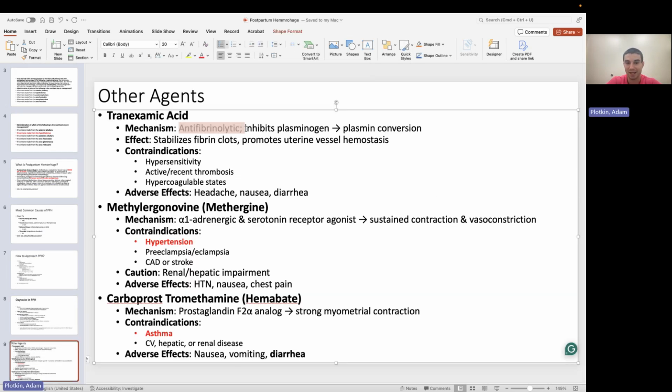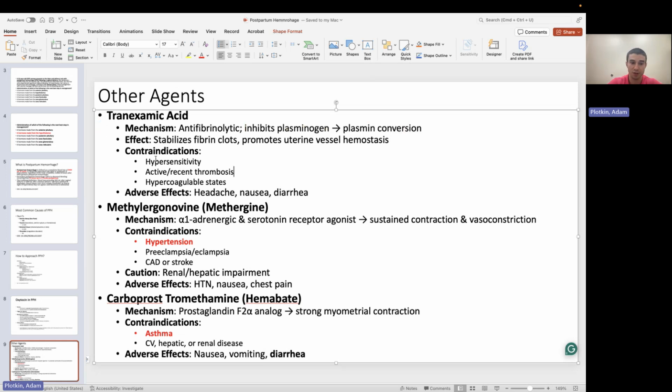TXA, it's an antifibrinolytic. It inhibits plasminogen getting converted to plasmin. So plasminogen gets converted to plasmin by TPA, tissue plasminogen activator. Plasmin's job is to then cut up fibrin. Okay, so now we've given them a drug that blocks TPA, so we're not able to convert plasminogen to plasmin, so the fibrin clot stays, right? That's going to help us continue to clot, okay, which is really important in these patients with postpartum hemorrhage.